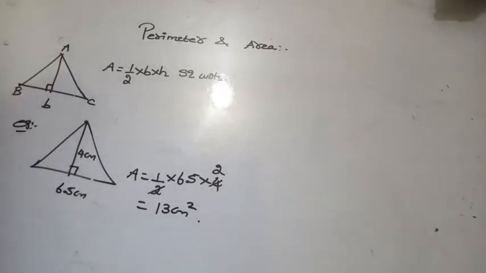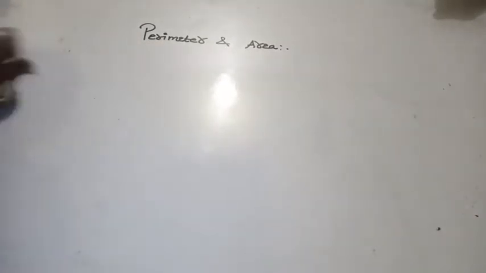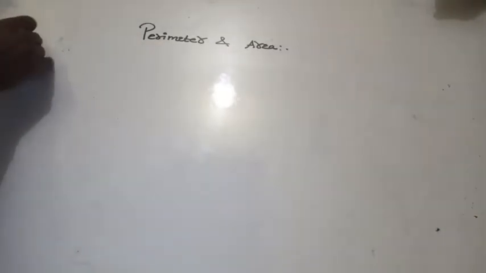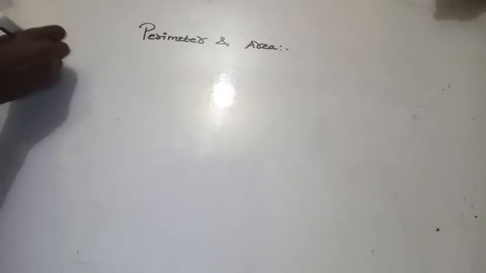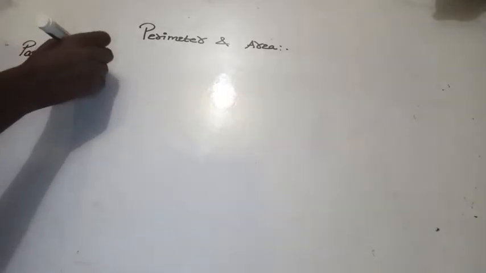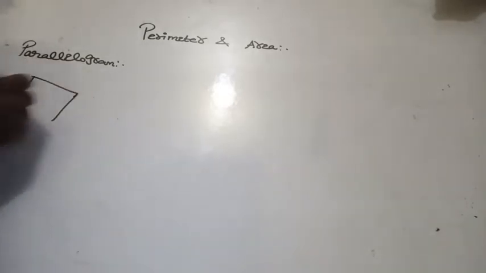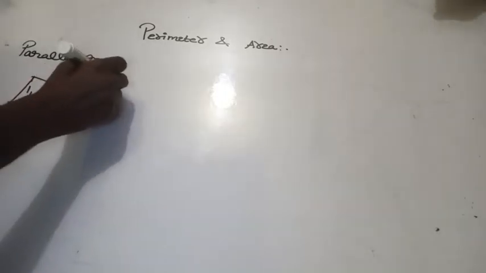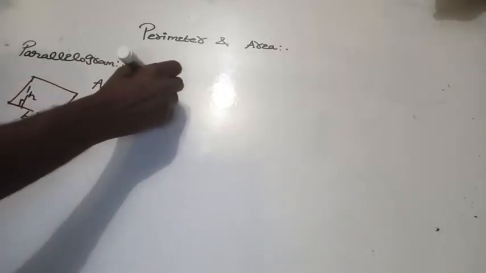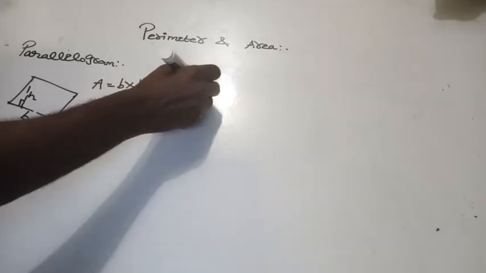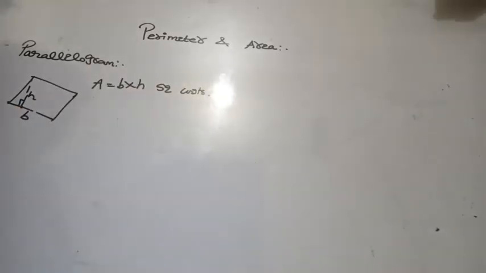Then parallelogram. What is the property of a parallelogram? Two pairs of opposite sides should be parallel and equal. If it has a base, then there is a corresponding height. Then area is base into height square units.